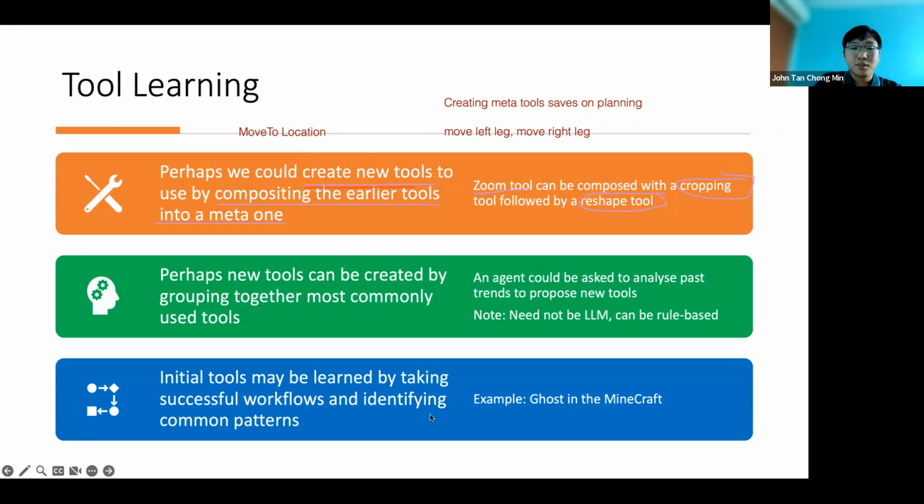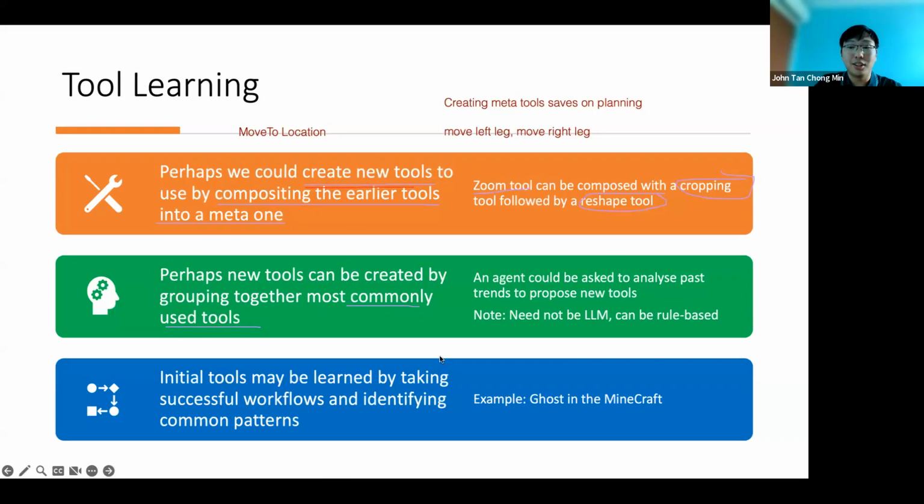All right. Right. There's also another school of thought. It's like maybe we can group together the sequence of commonly used tools. So the first one was talking about composing tools into a meta one. It's like maybe based on some code, you know, you call the earlier functions, it becomes a bigger function.